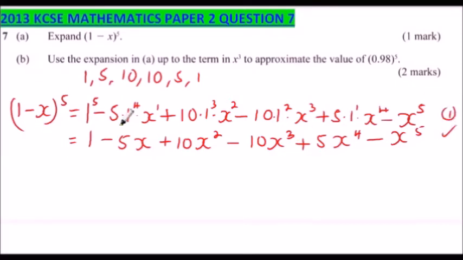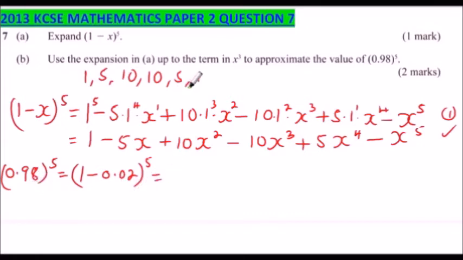Part B, we are told to use that to approximate this up to the term x cubed. So what you do here is you rewrite 0.98 to power 5 as 1 minus 0.02 to power 5. The same, because if you subtract 0.02 from 1, it will give you 0.98. So we have not changed anything.